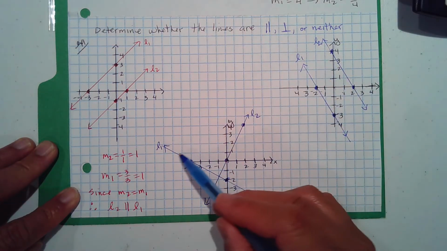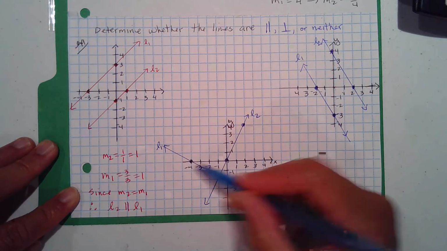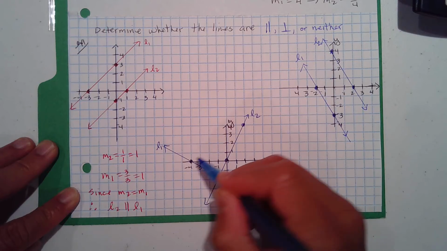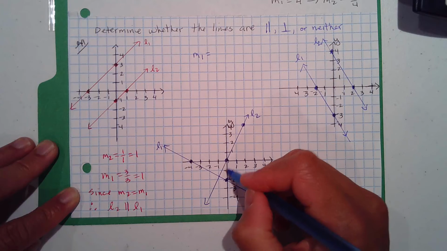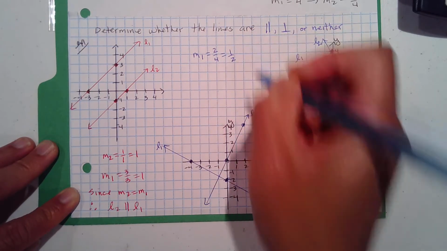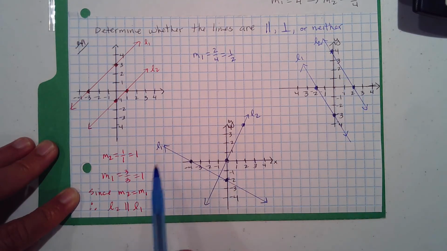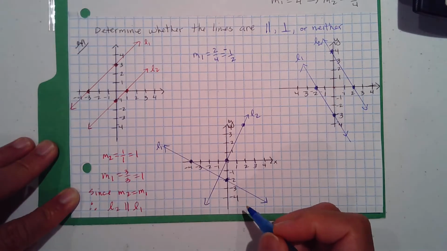Alright, so let's take a look at this. Let's look at line 1. So line 1, there's a point here and a point here. I'm going to move up 1, 2, and right 1, 2, 3, 4. So the slope of line 1 is 2/4, which is 1/2. And if we look at line 1, is line 1 increasing or decreasing? Line 1 is decreasing. So if line 1 is decreasing, the slope is going to be negative.